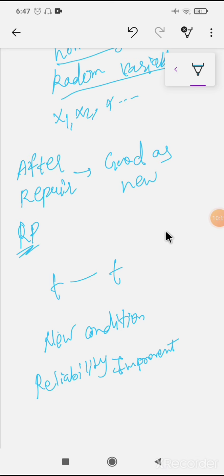So these were the three point process models, that is the non-homogeneous Poisson process, the power law process, and the renewal process. Now we'll see the next topic in the next lecture. So thank you very much.